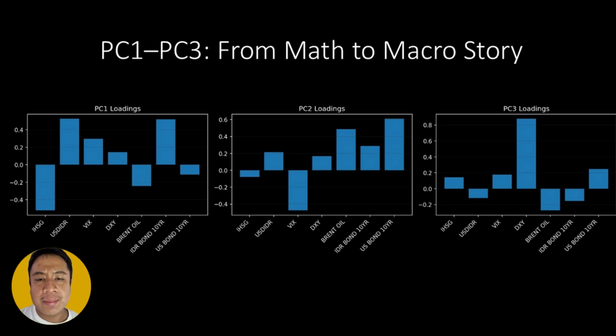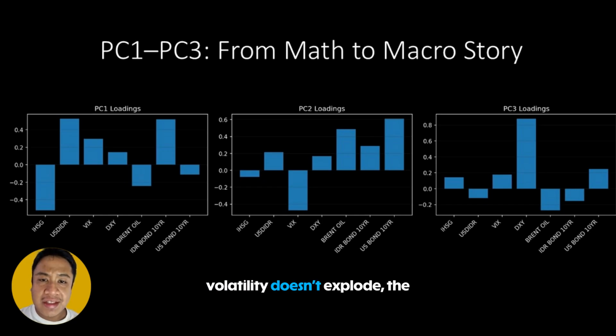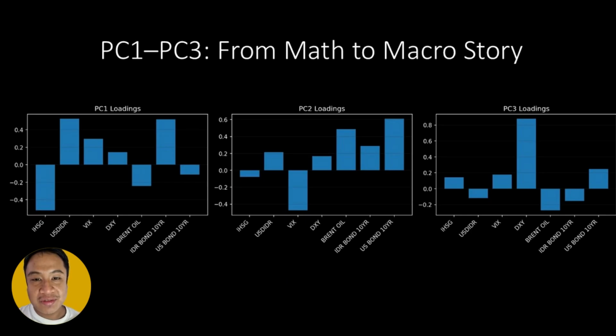PC2 in the middle. For PC2, VIX is strongly negative. Indonesia and US 10-year yields plus oil are positive. You can read this as more of a rates and growth expectations factor. When yields and oil rise but volatility doesn't explode, the market is pricing stronger growth or inflation.